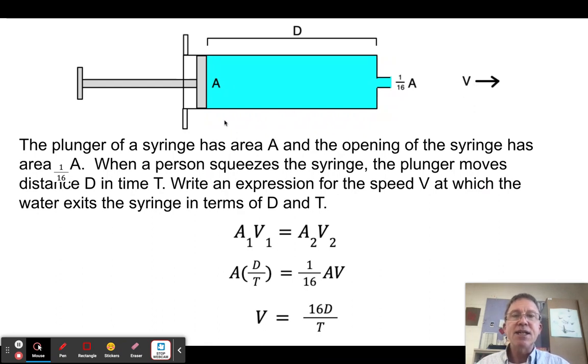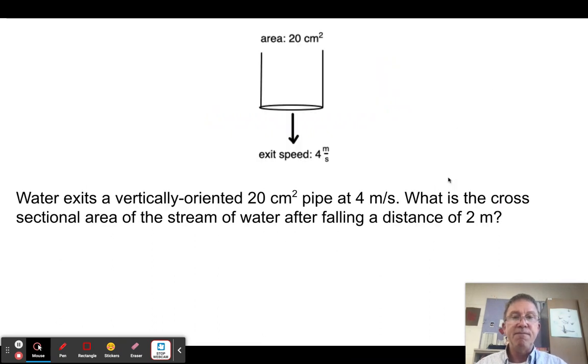So let's just say then that I'm going to compress this distance d in time t. Well, distance divided by time is velocity or speed. All right, so this is the velocity of the fluid. So remember, A times v equals A times v. And here I know this is 1/16 A, so the velocity here has to be 16 times the velocity here. Basically, since this is 16 times smaller, the velocity has to be 16 times greater.